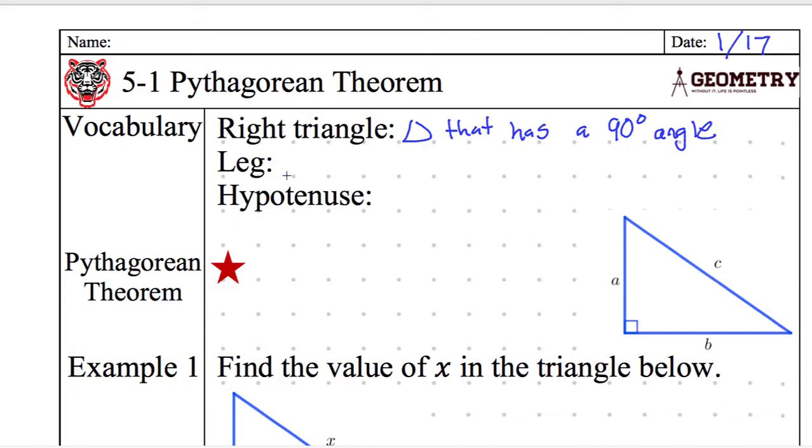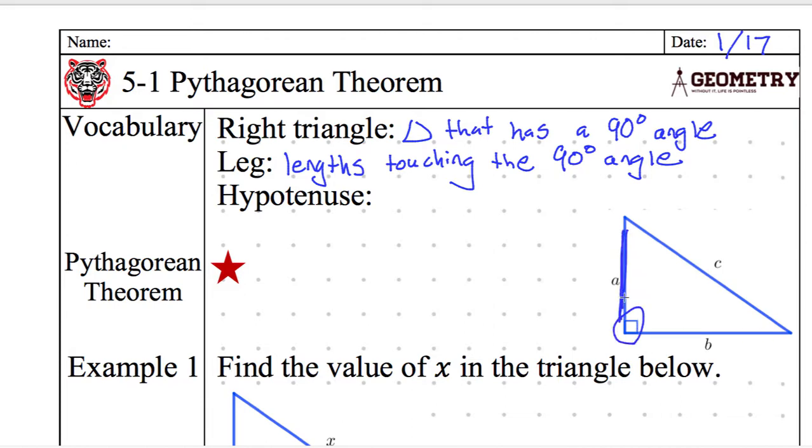What do I mean when I say a leg? When I'm talking about a right triangle, and we're only talking about right triangles for this whole unit, the legs are these non-hypotenuse parts. It's the lengths touching the 90-degree angle. If I was being more formal, I would say it's the lengths adjacent to the 90-degree angle, but it's these two lengths here. So this is the 90-degree angle, these legs are touching it, therefore those are the legs.